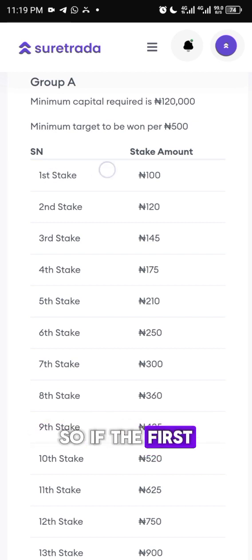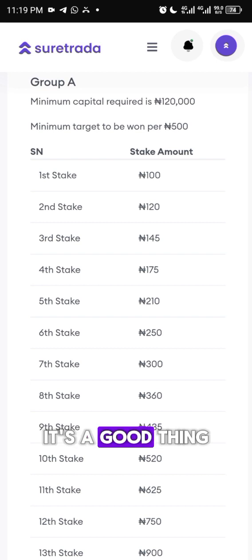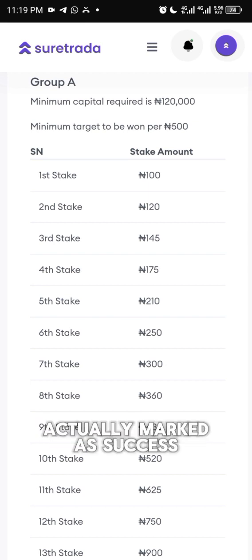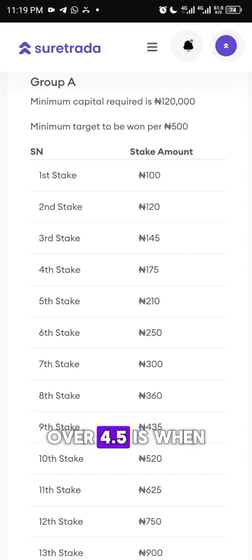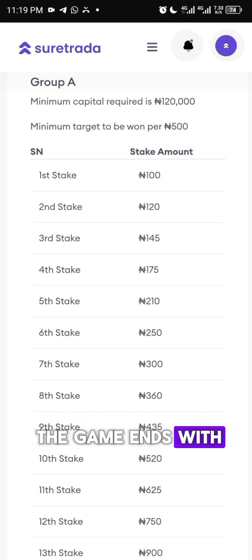So if the first stake doesn't turn out to be a win, it's a good thing, because it takes you to what? The second stake, which is 120. Now, at the end of 120, if it still doesn't come out as a win, what is a win? A win is when it is actually marked as success. In other words, having an over 4.5. And over 4.5 is when the game ends with over 5 goals.